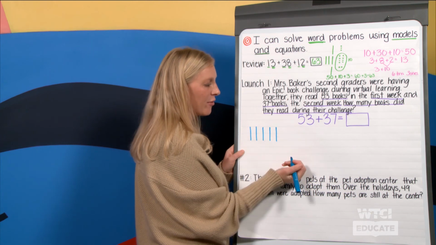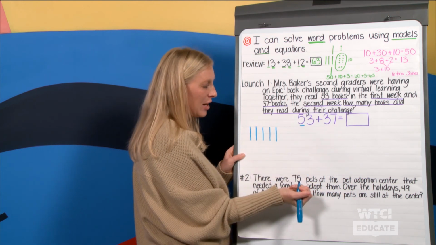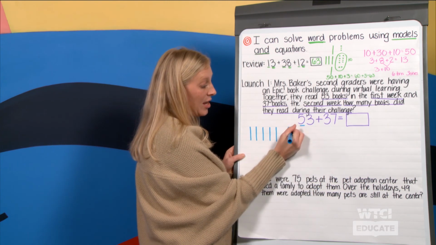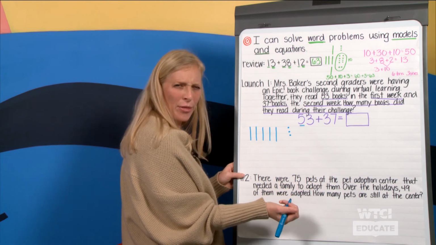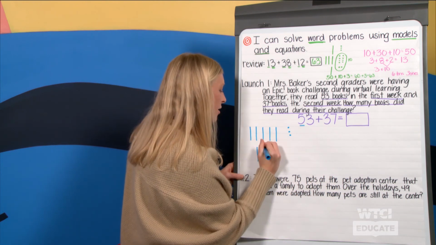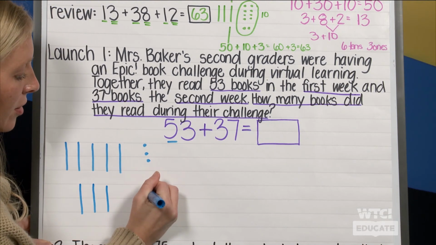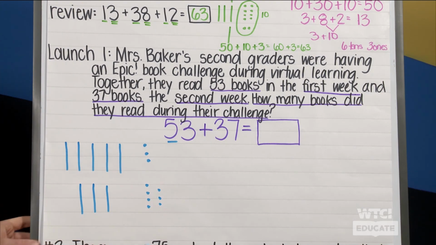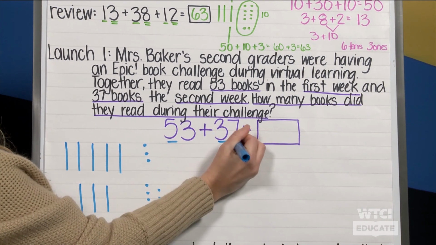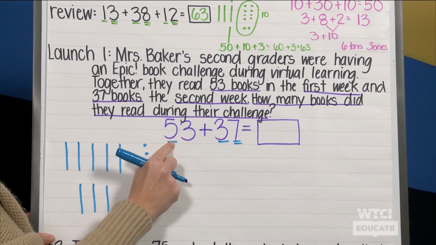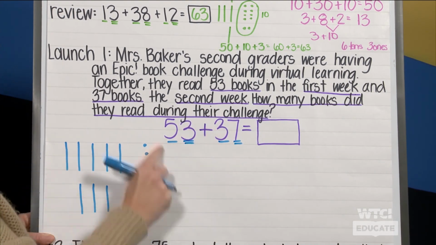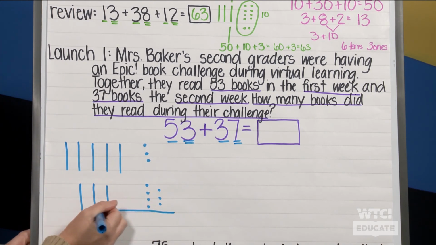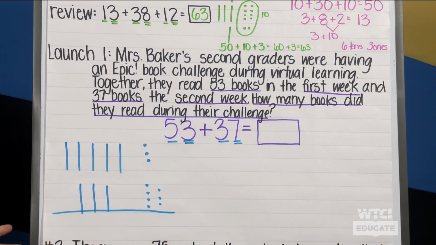Where are those 5 10s coming from? They're coming from 53. What else do we need to use to show that 53? We can't forget those 3 1s. What about 37? 10, 20, 30, 31, 32, 33, 34, 35, 36, 37. 3 10s and 7 1s. 5 10s and 3 1s. 53, 37. Do you see where I found where those numbers were from my equation in my model?